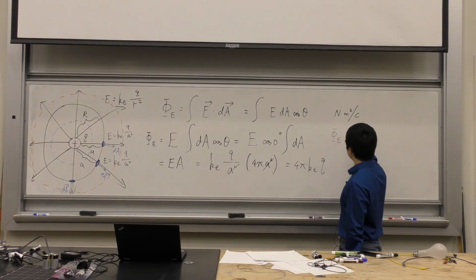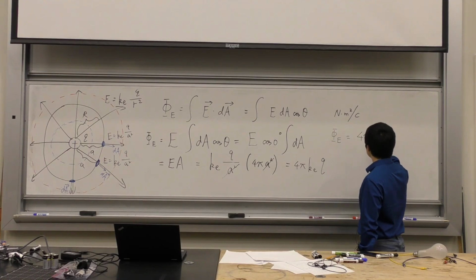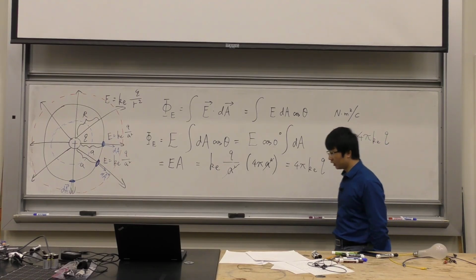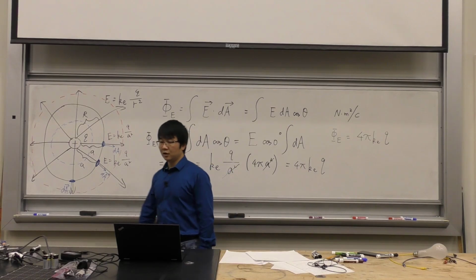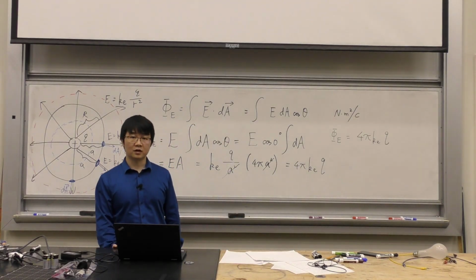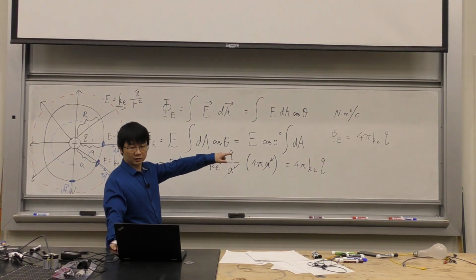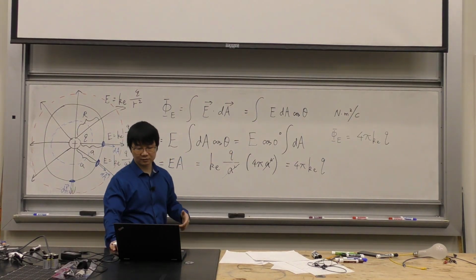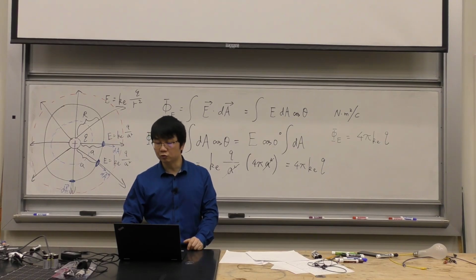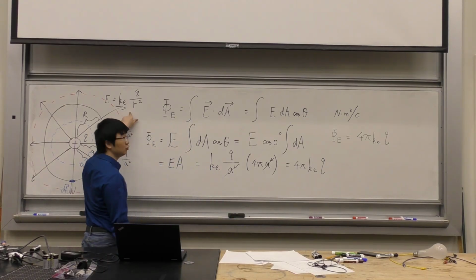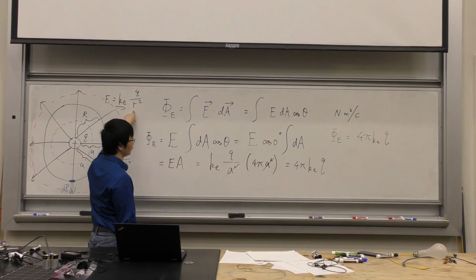For any point charge, if there's a spherical surface with the charge right at the center, the electric flux through this surface is always going to be this. Isn't that nice? It's a very nice conclusion. And that's only true when Coulomb's law is true. This is the conclusion from Coulomb's law.